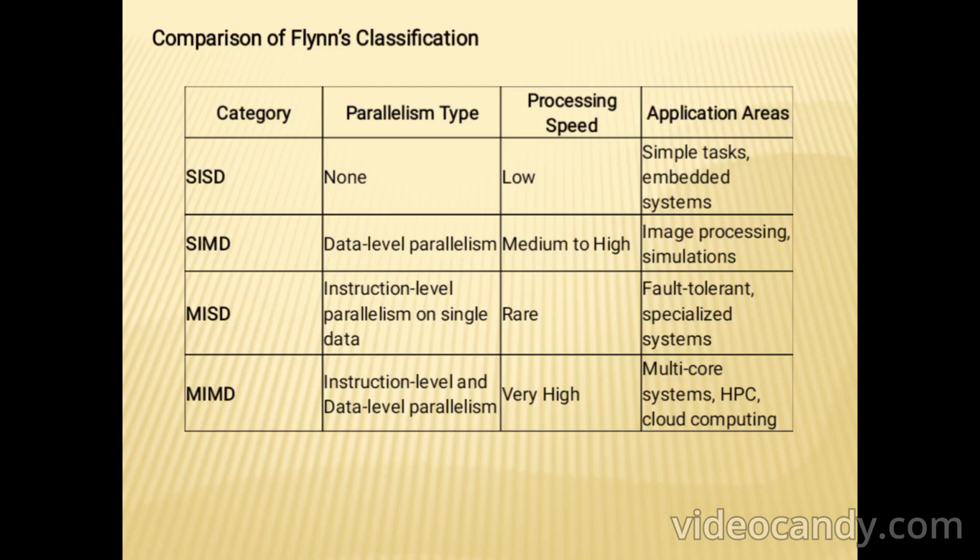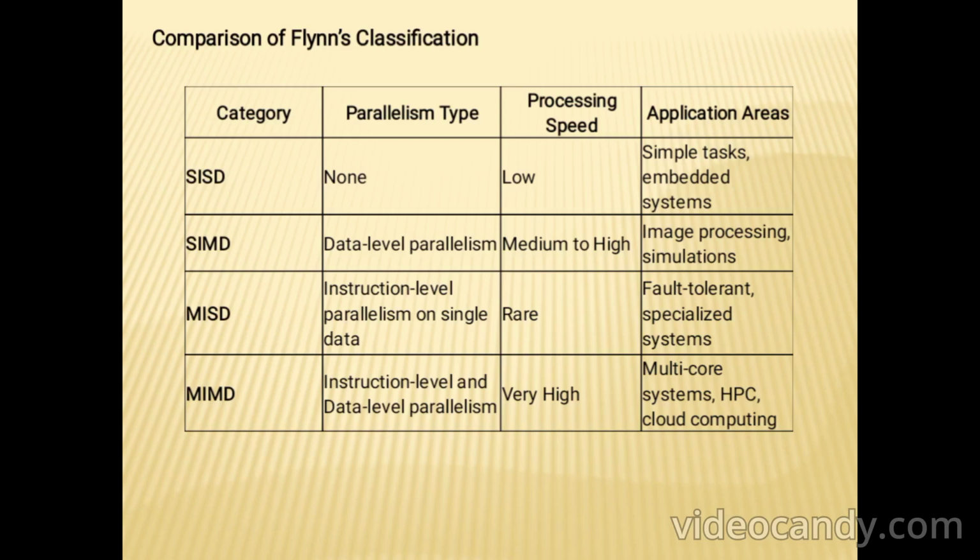So let's go to the next slide, which is the comparison of Flynn's classifications, which gives you a clear comparison of the 4 types: SISD, MIMD, SIMD, MISD, and how they compare in instruction and data streams. Let us see the first one, SISD. Here we don't have any parallelism, and processing speed is very low. Application areas are simple tasks and embedded systems.